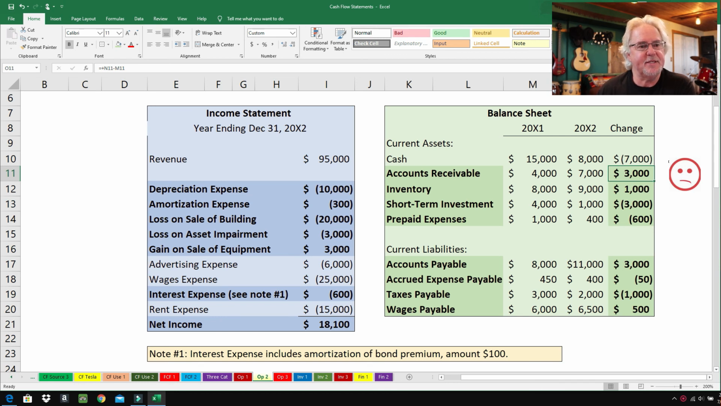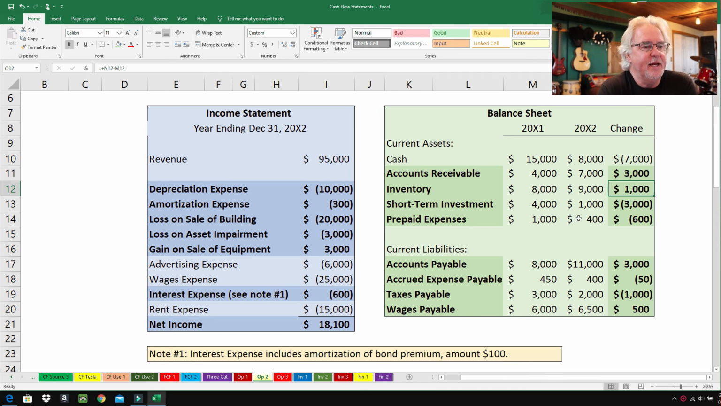Inventory is the exact same thing. Inventory was 8,000. Now it's 9,000. It went up by 1,000. So whenever you build up inventory, whenever you buy inventory, it costs you money. So when inventory goes up, cash goes down. Now, folks, all the current assets work this way. When a current asset goes up, cash goes down. So just to recap, accounts receivable went up, cash went down. Inventory went up, cash goes down.